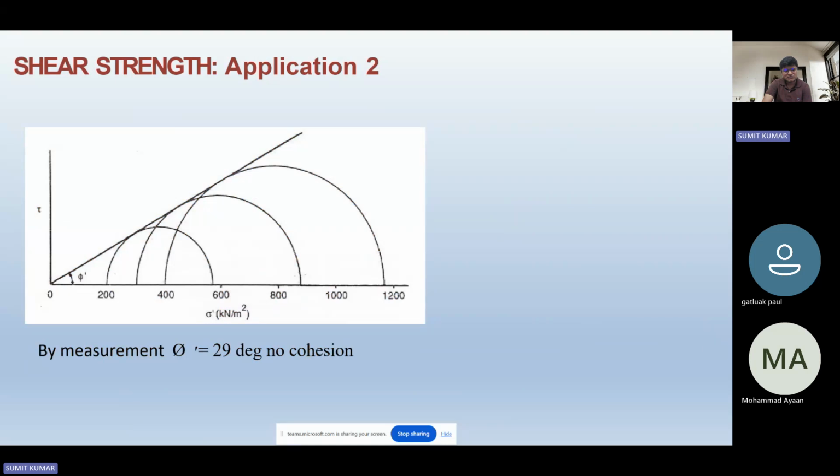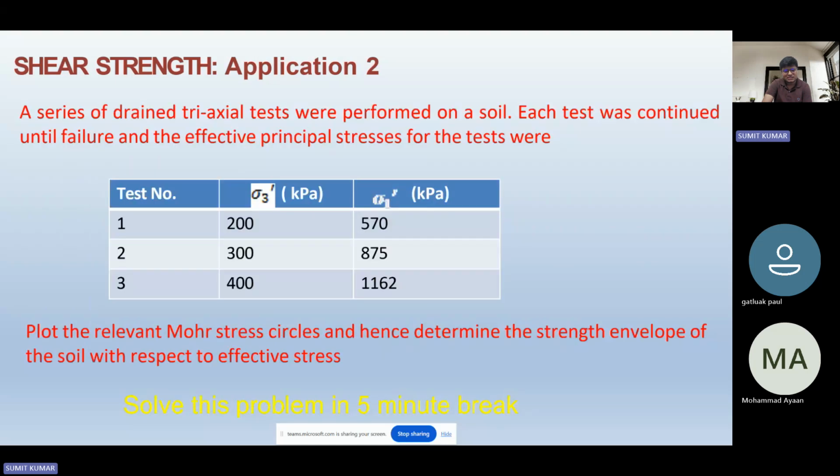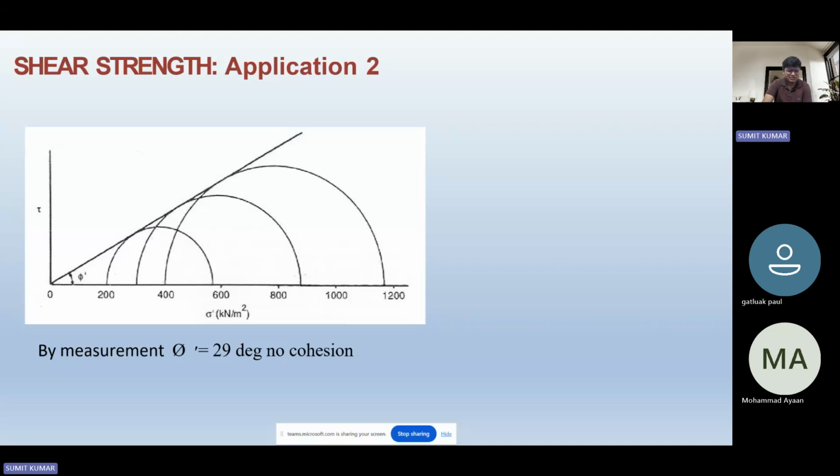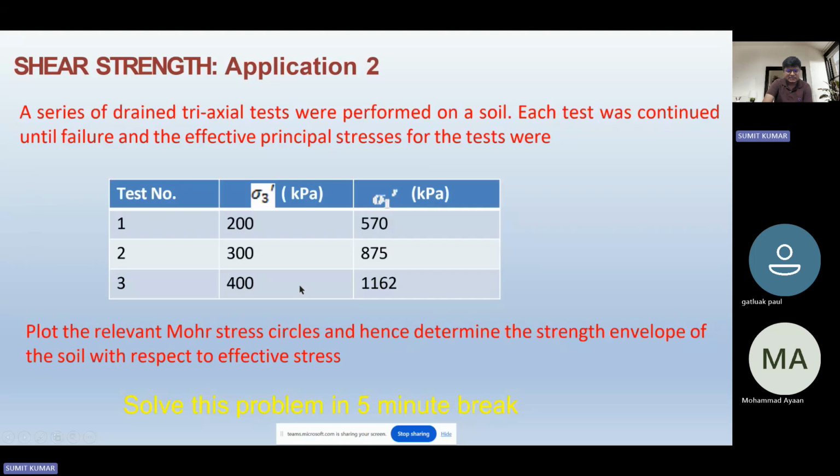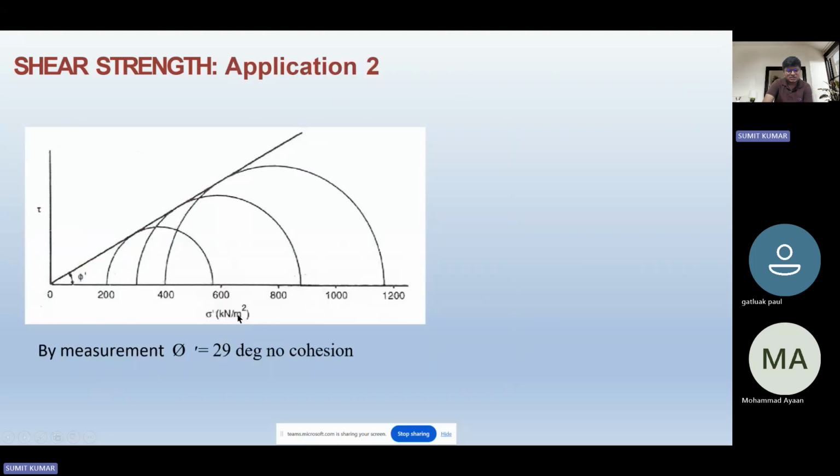570 is drawn. Then the second circle with sigma 3 value as 300 and the corresponding value, you can see from this graph, goes up to 875. So the diameter of the circle is 575. When I say diameter of the circle, from this point to this point is the diameter, which is 575. Next, the sigma 3 value is 400. Basically, we perform the test in such a way that we apply the confining pressure of 200, then apply the deviatoric stress up to failure. And by the deviatoric stress, we can calculate the value of sigma 1 and we draw the circle correspondingly.